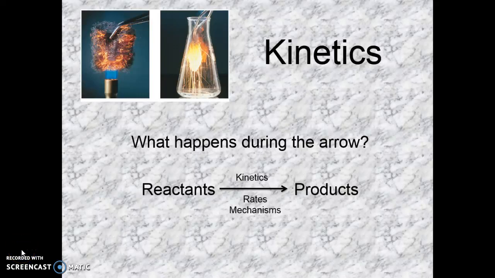So this next unit that we're doing is on kinetics, and kinetics really takes a look at what happens between the time the reactants start reacting and the time that you wind up with products. So kinetics is really like what takes place during the arrow. There's two major areas in kinetics we're going to take a look at: rates and mechanisms. This video is going to focus on part of the rate aspect, and we'll have other videos that go into different aspects of rates and then also into mechanisms.